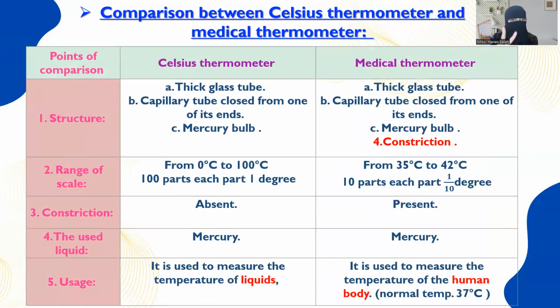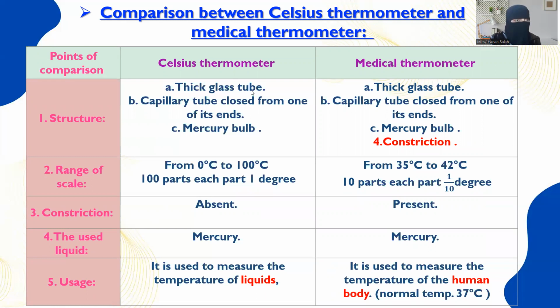Okay, so let's go now to differentiate between the medical thermometer and the Celsius thermometer. Here we have the two types, Celsius and medical. The medical thermometer consists of a thick glass tube, capillary tube, mercury bulb, and something called a constriction. If you remember the constriction, it's like someone holding you from here. I want to keep the mercury up until I measure the temperature. So the constriction is very important to prevent mercury from returning back to the mercury bulb, so you can read the measurement.